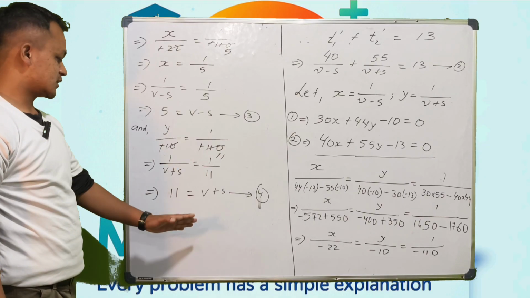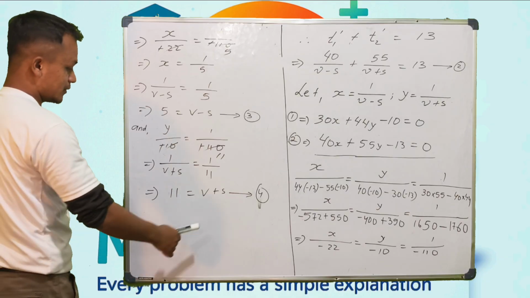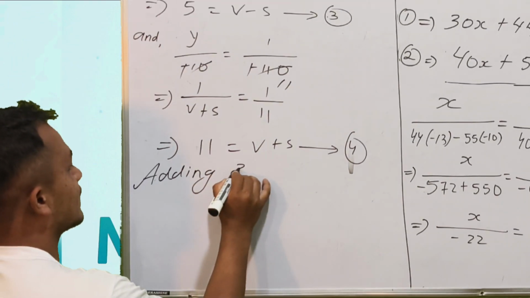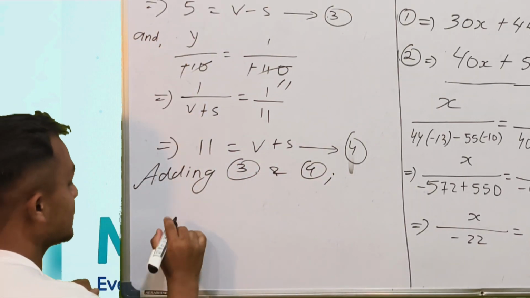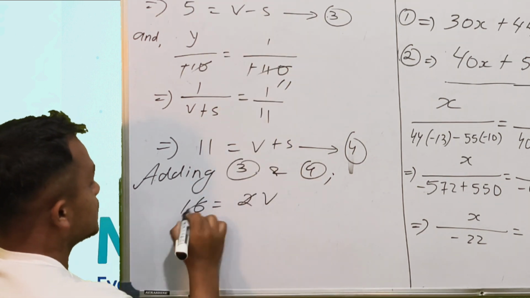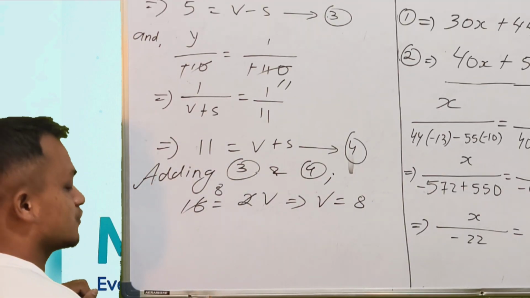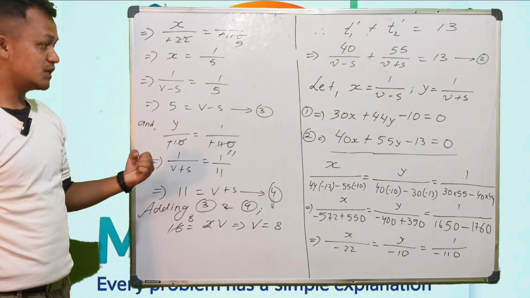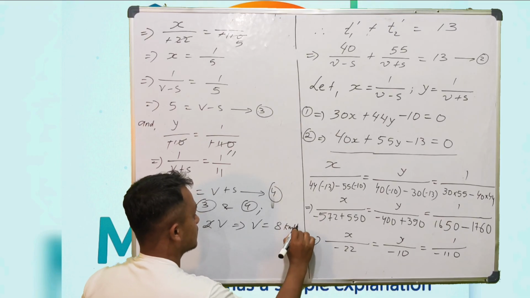If you add the two equations, the left side and the right side, what will happen? S and S will be cancelled out. So by adding equations 3 and 4, we have 11 plus 5, that will be 16, and s cancels out, then we get 2v, and 2 into 8 will be 16. So v is equal to 8. We have already noted down that v is the speed of the boat in still water. So that will be 8 km per hour.